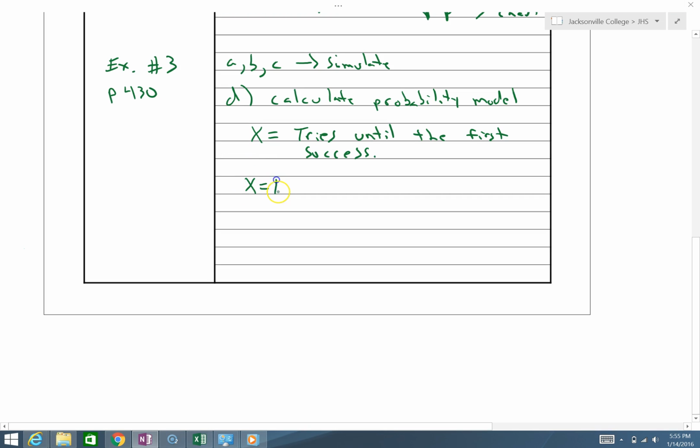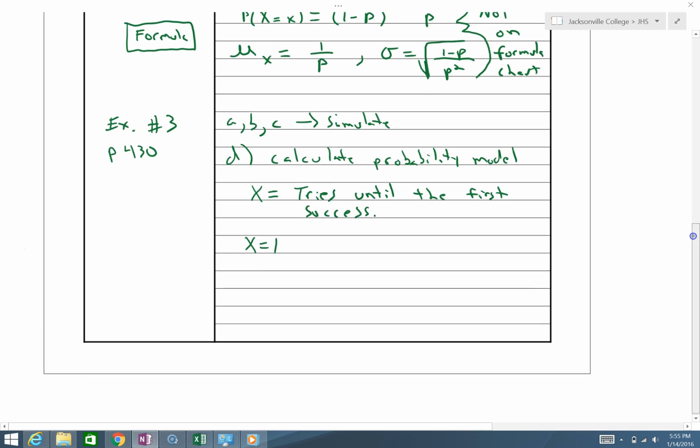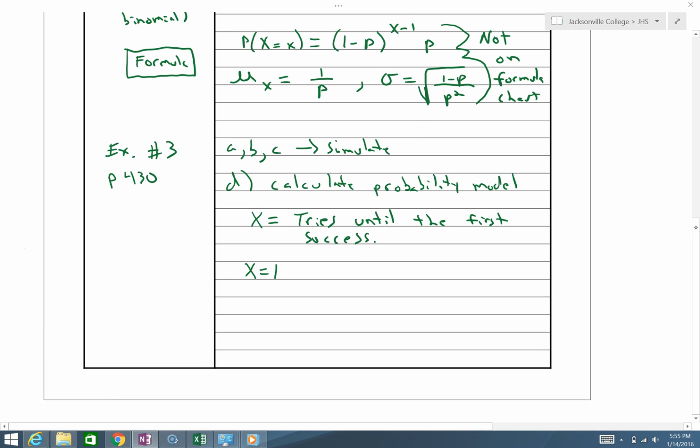X equal 1. That is, our first success happens on the very first try. Note that different from our binomial where X could be 0, we could have 0 success out of 5 tries, but this is the tries until our first success. It doesn't mean anything to say our 0 tries. You actually have to try until you have a try before the first success. So X equal 1 is our minimum.